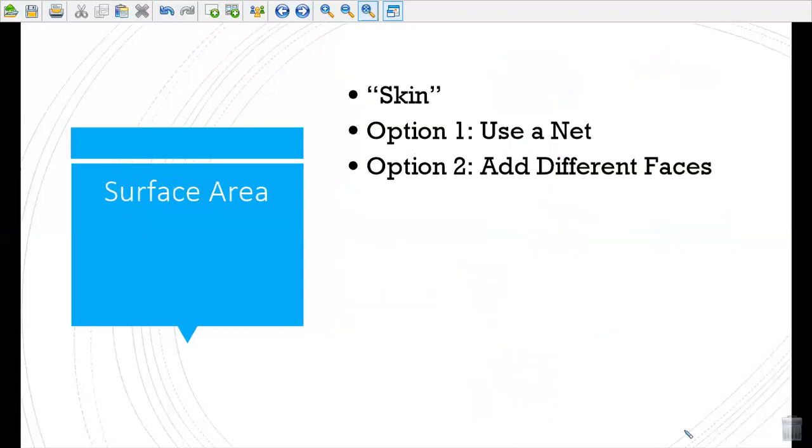All right, so we don't really have a lot of formulas. There are formulas, but we're not going to worry about them for the most part. We have a few we're going to look at, but finding surface area means we're just finding the skin of our shape. So we're looking at just the outside part, nothing on the inside. So one option is to use what we call a net. All right, so our net is if you unfold your shape.